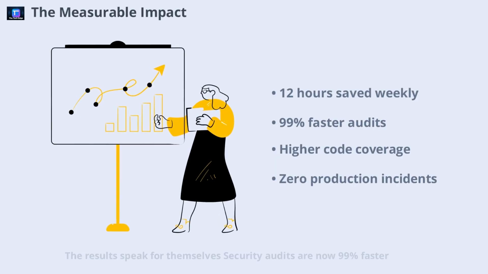The results speak for themselves. Security audits are now 99% faster. Test generation and documentation are nearly instant. And code reviews and deployments are completed in a fraction of the time. Teams are reclaiming 12 hours weekly, the equivalent of hiring a 4th developer. Quality has also soared, with higher security catches, better code coverage, and 0 production incidents for 45 days.